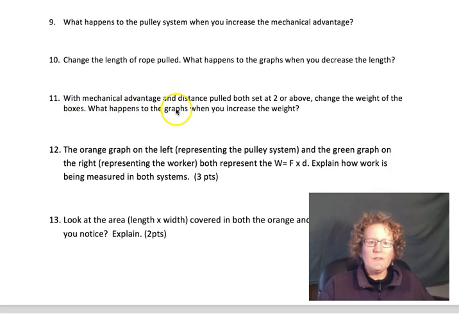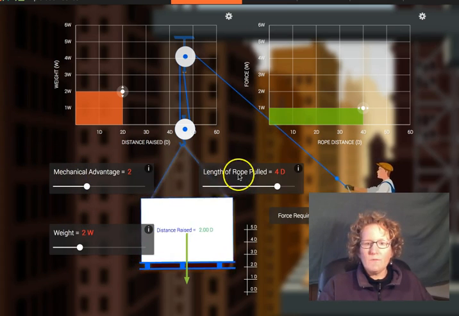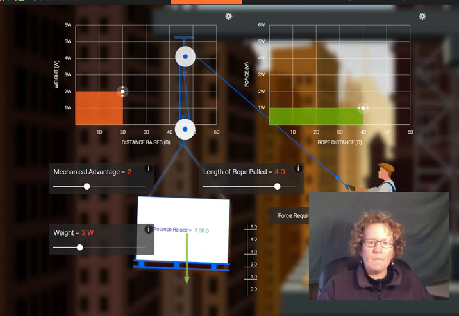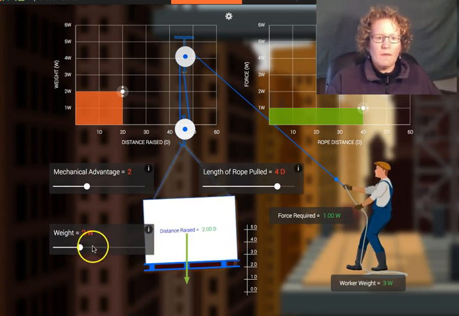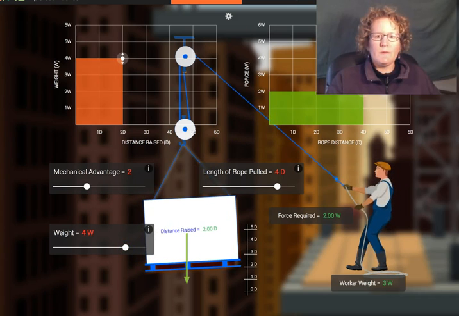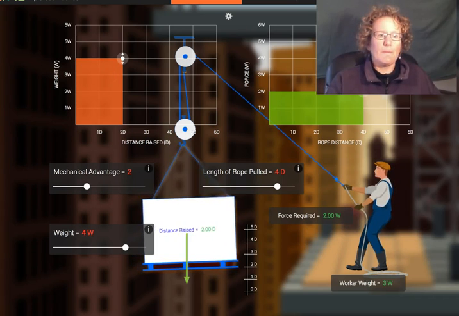Okay, now we're on number 11. With mechanical advantage and distance pulled both set at 2 or above, let's change the weight of the boxes and see what happens to the graphs when we increase the weight. So I've got mechanical advantage and length of rope pulled both over 2. Let's see what happens when we double the weight. What happened to those rectangles? I'll let you think about it.